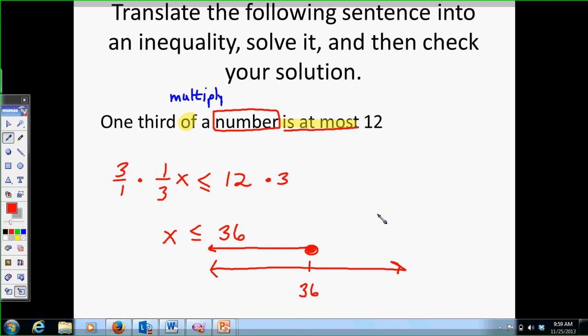And so the most important thing you have to recall whenever you're solving inequalities with multiplication or division, whenever you have to multiply or divide by a negative number, remember to flip the inequality symbol.